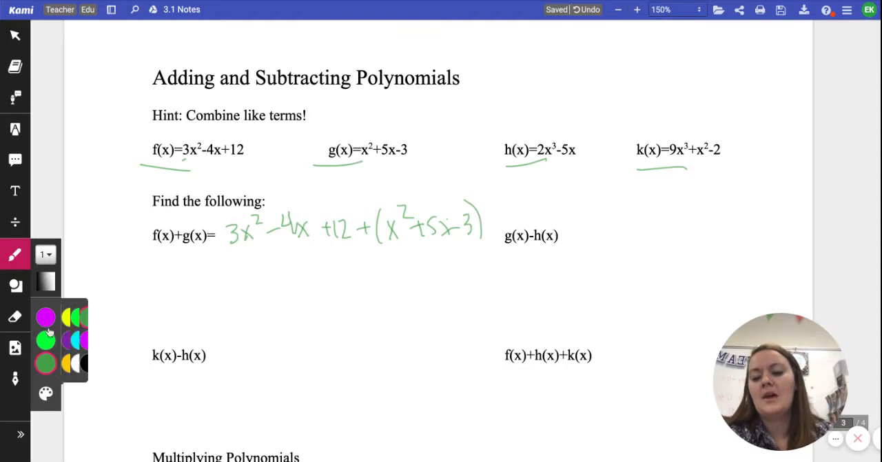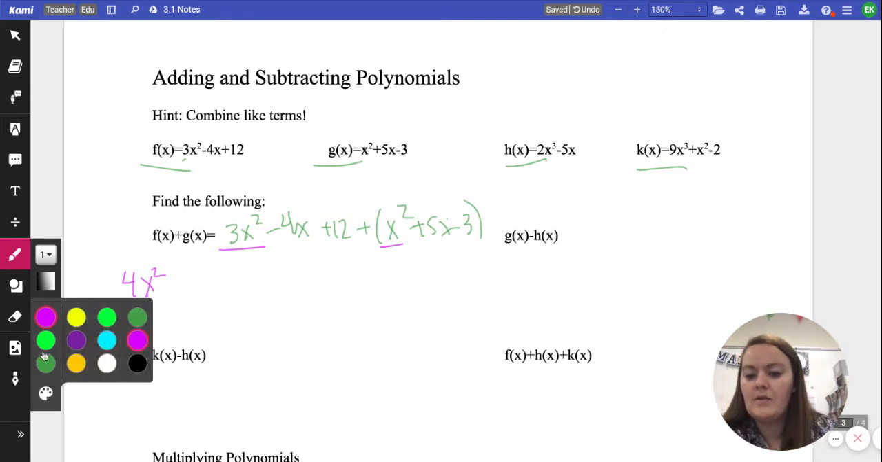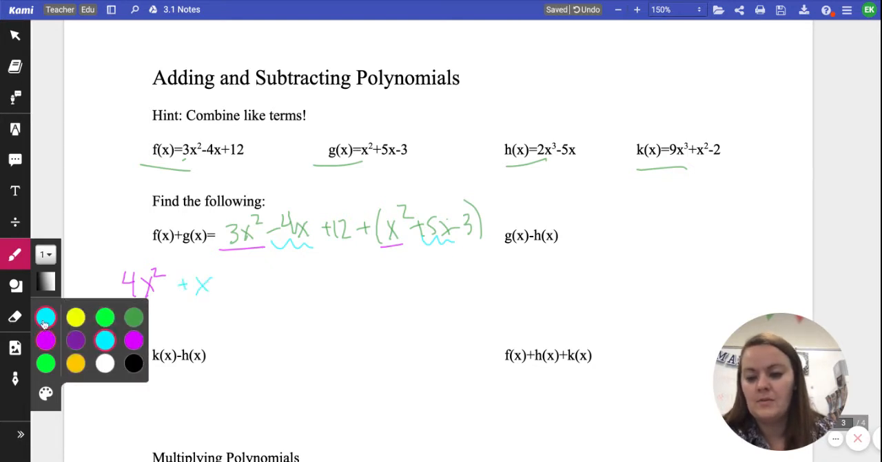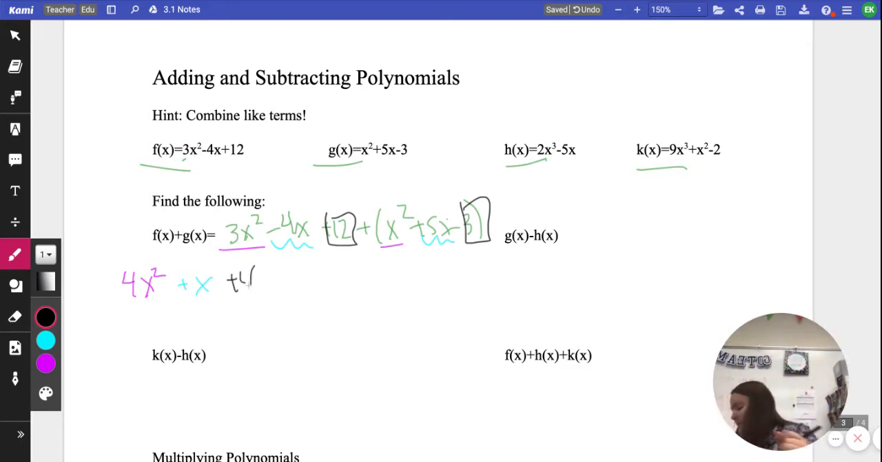Okay, so let's add my x squareds first. I have 3x squareds and 1x squared. So now I have 4x squareds. Here I have negative 4x's and 5x's. So add those together. Negative 4 plus 5 is positive 1. So I have 1x. And then we have 12 and 3. And 12 plus 3 is 15. Excuse me, I did not write that very well. That is a 15. And that's all I have to do to add them together. It's not that hard.